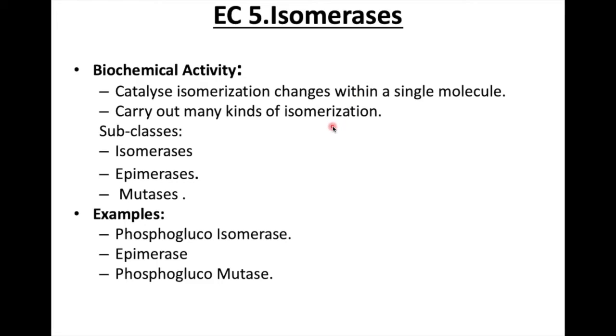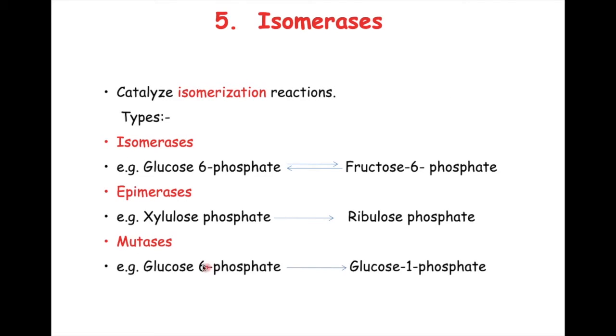So, according to the type of isomerism, they may be isomerases, epimerases, or mutases. Examples of these enzymes are phosphoglucoisomerase in the isomerases, epimerase in the epimerases, and phosphoglucomutase in the mutases.